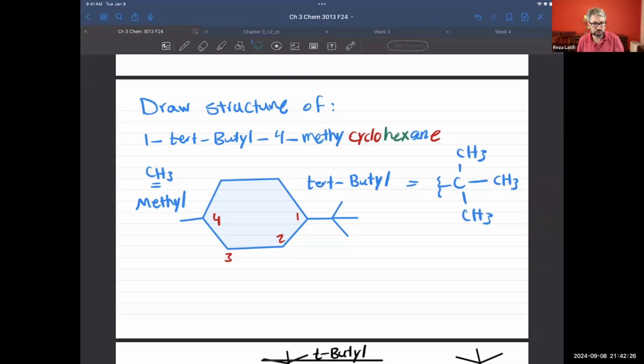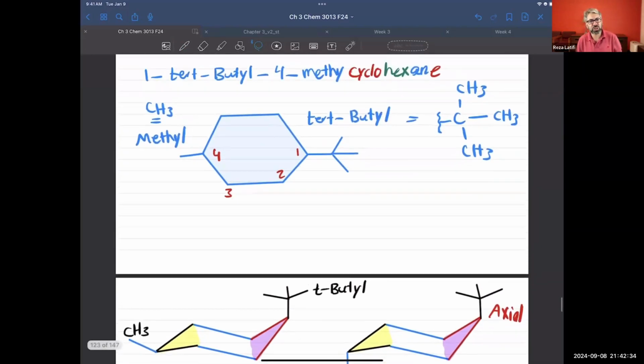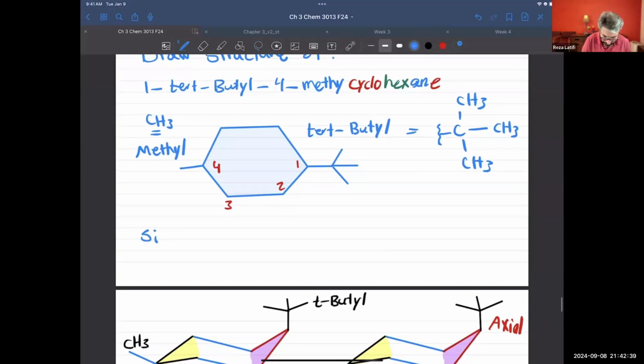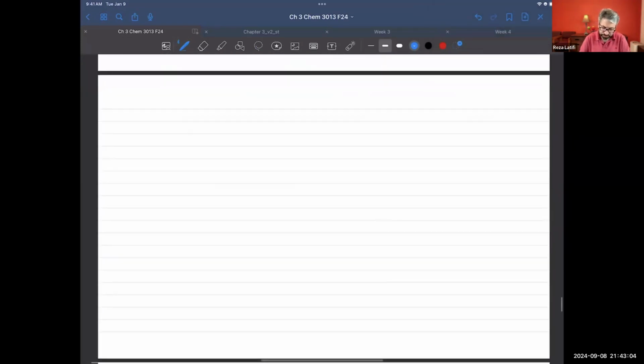I want to show those two on a cyclohexane, and the question is, what's the best structure for it? I know the size of tert-butyl is bigger than the size of the methyl group, so it's better to put the tert-butyl in equatorial position. And how about the methyl? If it's possible, again, put it in equatorial position. So let's draw a structure.